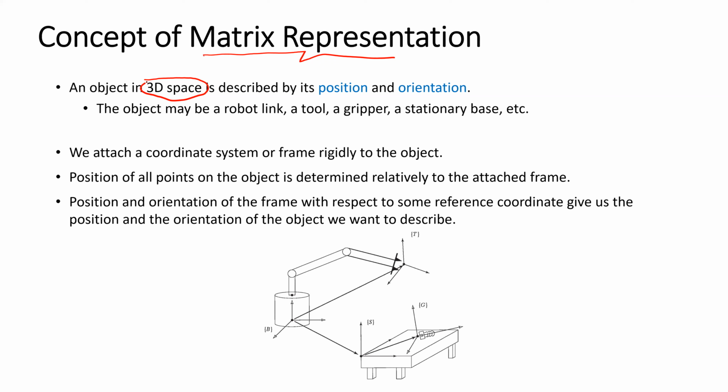So all the things in 3D space can be described by their position, but the position may be the center of gravity's position, the tip position, or the handle position, any position on it. And another piece of information that we need to know is the orientation of that object.